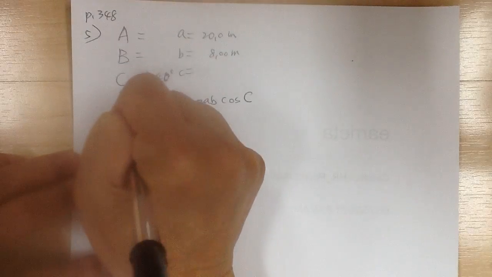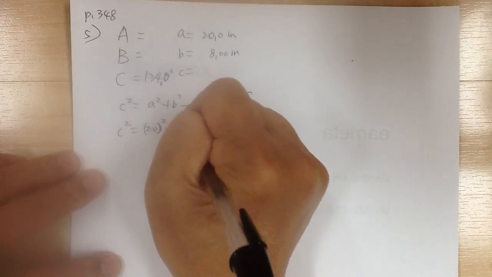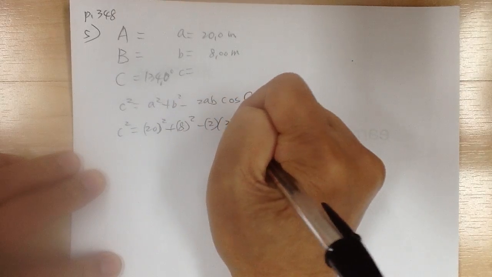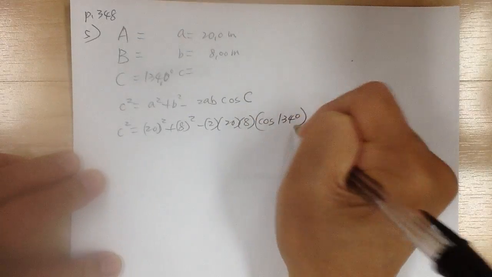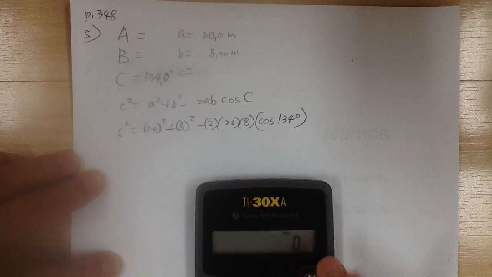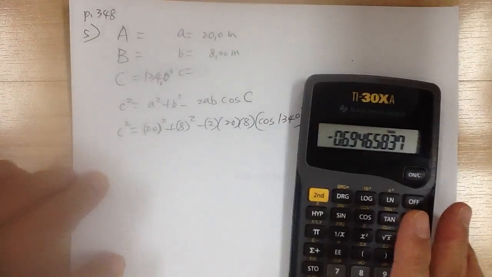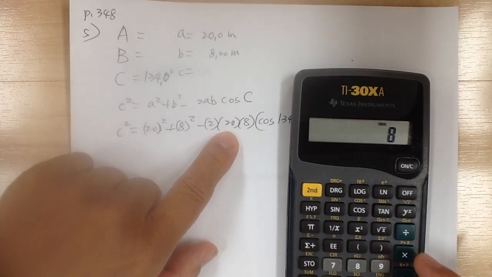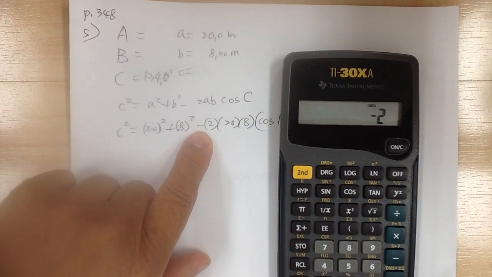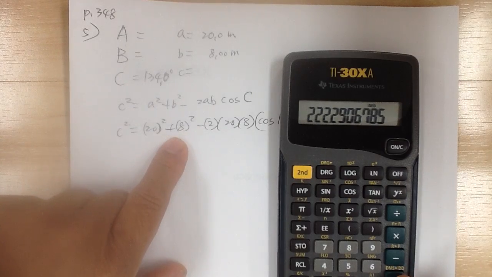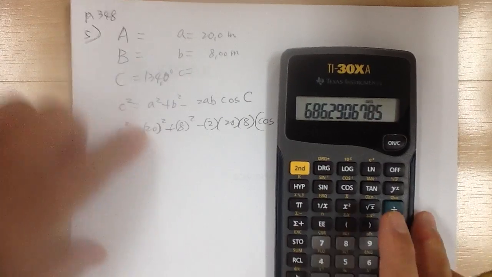So substitute everything in there. So you've got 20 squared plus 8 squared minus 2 times 8 times 20 cosine of 134 degrees. Okay, so again, for my calculator, I need to work backward from here. So 134, cosine of that, times 8, times 20, times negative 2. I'm going to push equal first. Then I need to add 8 squared plus 20 squared, push equal.